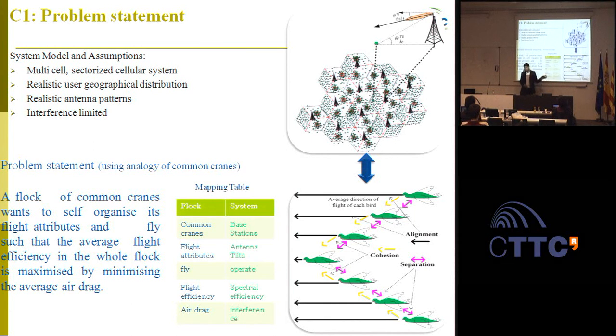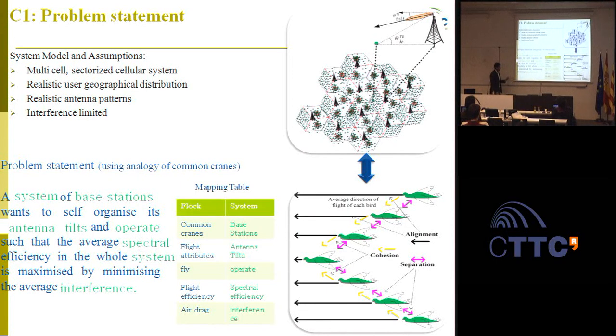Okay, look at this table, and while you keep looking, see this magic. You just need to swap the terms. Air drag means interference, spectral efficiency means flight efficiency, fly means operate, flight attributes means antenna tilts, and base station means common crane. And your problem is almost the same.